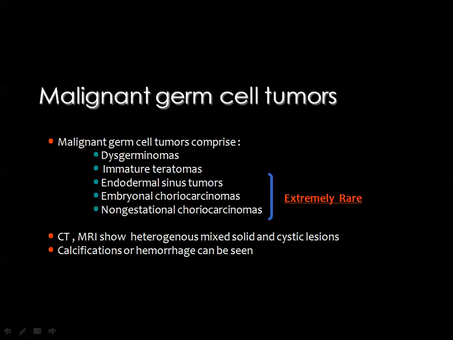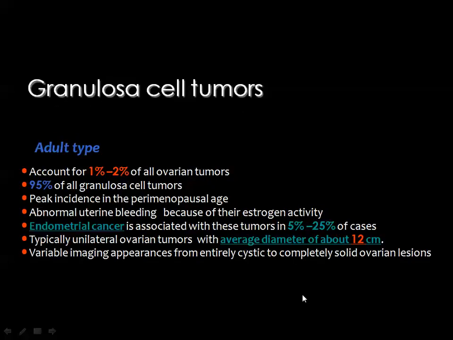These tumors include so many names, but the first two are seen in the clinical practice. The rest are extremely rare. The commonly seen are the dysgerminoma and immature teratoma, while the rest of these lesions are extremely rare. Then you remember we have an adult type and a juvenile type.